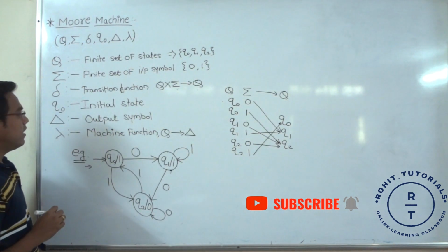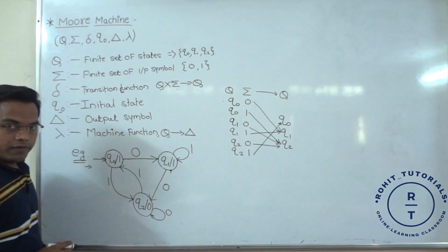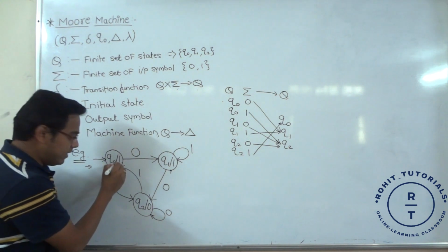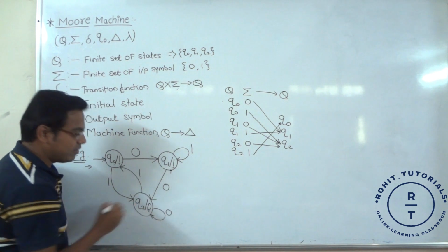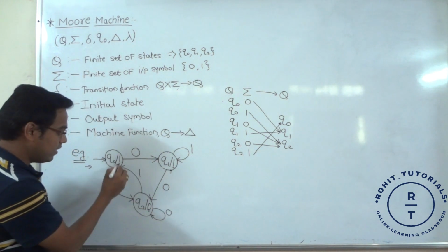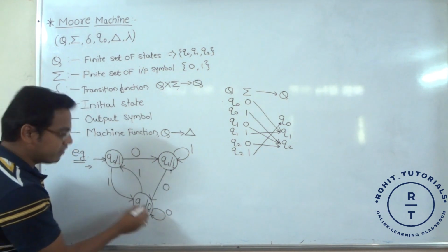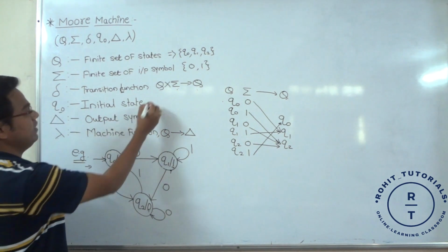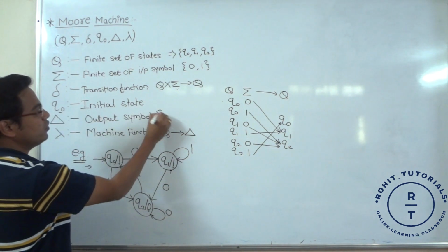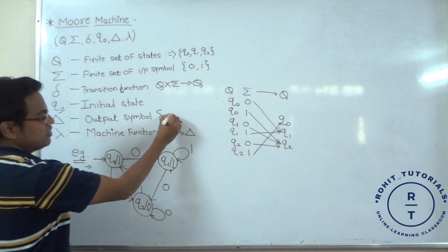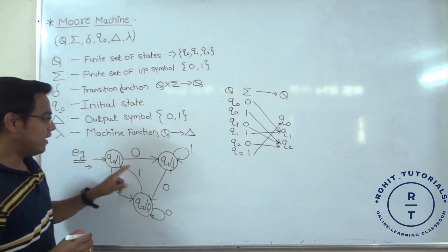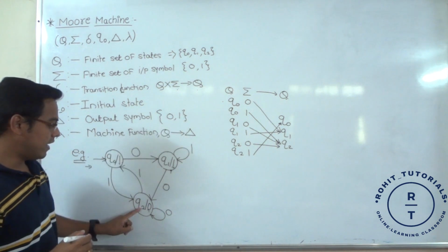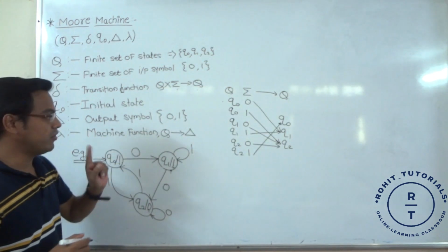Next is delta, the output symbol. With the help of states, the symbol is given. This symbol is nothing but the output symbol. From this diagram, either output 1 is there or output 0 is there. So in the initial state Q0, the output symbols are 0 or 1. At the Q0 state the output is 1, at the Q1 state the output is 1, at the Q2 state the output is 0.